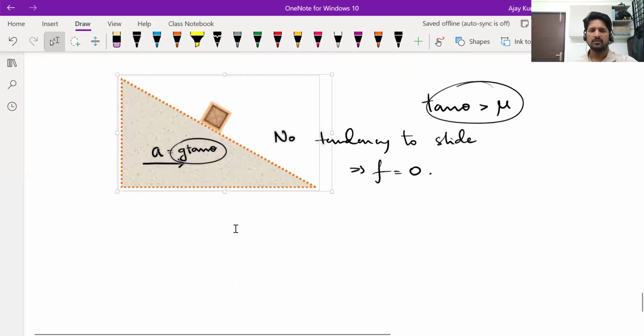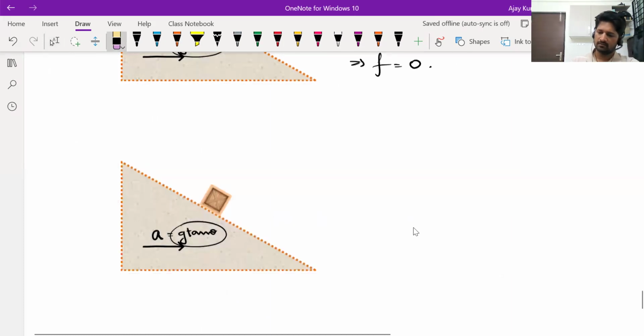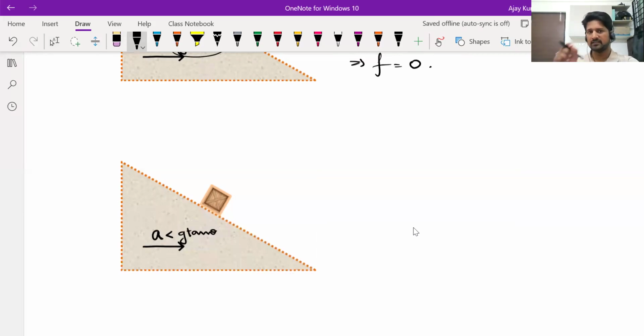Suppose the acceleration is less than g tan theta. If acceleration is less than g tan theta, the block has a tendency to slide down the incline. But if it's a rough incline, friction may support it and prevent sliding. The possibility is there. Let me tell you all the cases. If the acceleration of the wedge is g tan theta, there's no need for friction to act at all. The block on its own won't slide. It won't have a tendency to slide.